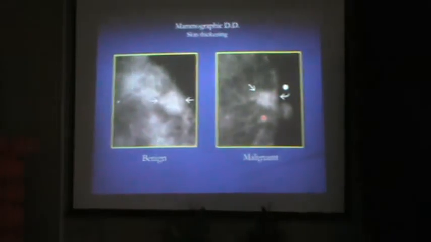Mammographic differentiation between benign and malignant masses according to the skin thickening. Here the benign mass is well defined, sharply circumscribed, and the skin is not thickened. Here there is marked skin thickening overlying the dense speculated mass, which is a malignant mass.